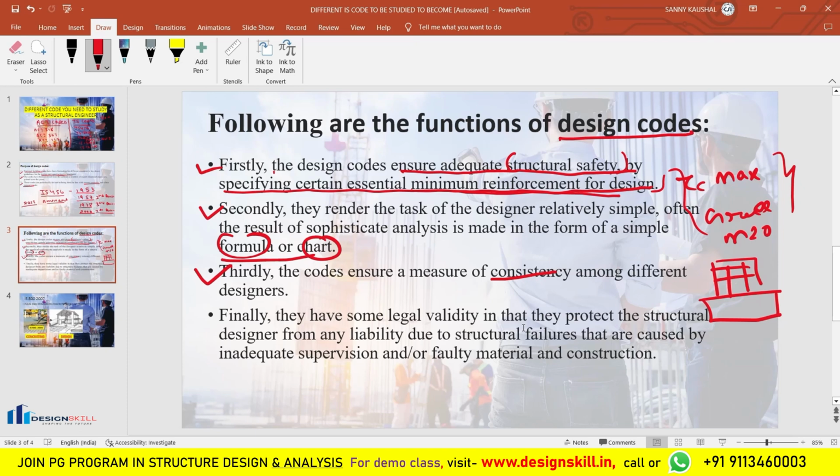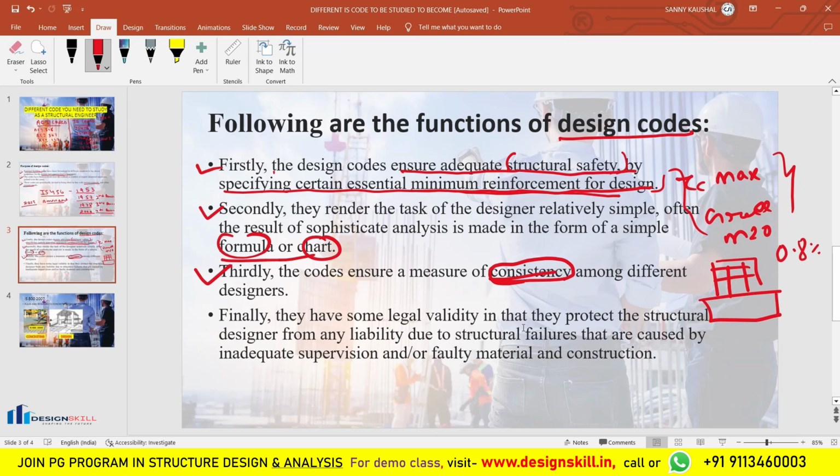It is not going to happen that for a given structure, someone gives minimum reinforcement of the column more than 2%. It is not possible. He will give the minimum reinforcement of 0.8% only in the column. Is it possible that every structural engineer will calculate a different base shear? They will calculate almost similar values. So the consistency will be maintained.